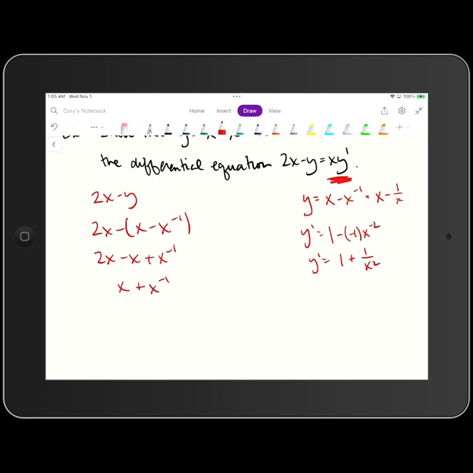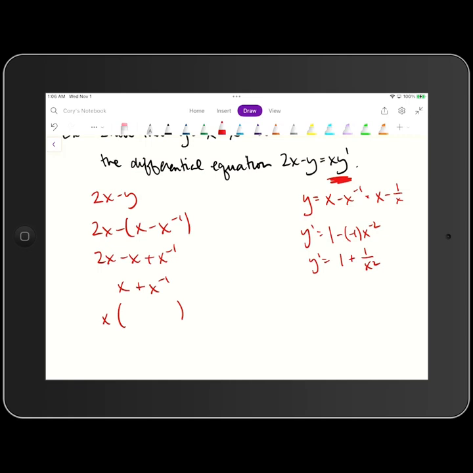And then I want to make that expression on the left-hand side equivalent to x times y prime. So what I want to do is somehow take that expression and rewrite it where I get x times something. That means I can factor an x out of both of those terms.